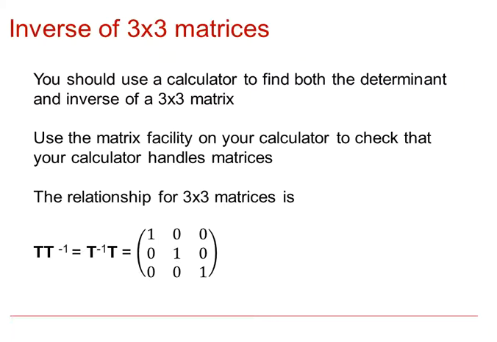The relationship for 3x3 matrices is as it was for the 2x2 matrices: T to the minus 1 T equals T T to the minus 1 equals the identity matrix. But obviously here, the identity matrix we're talking about is the 3x3 one. In this third series, you will use your calculator. However, in Matrices 4, we will cover finding the determinant and inverse of 3x3 matrices manually.